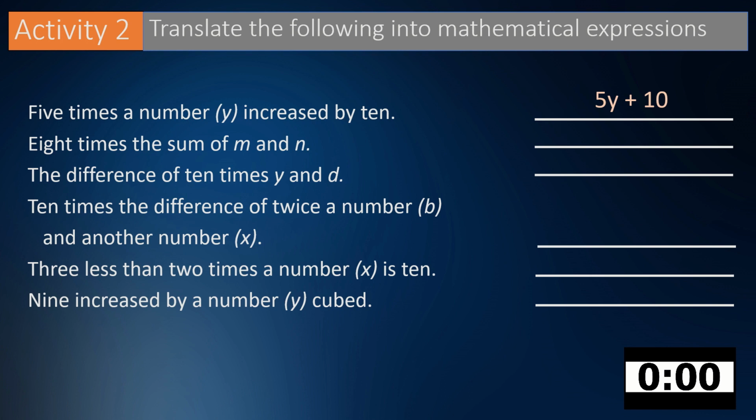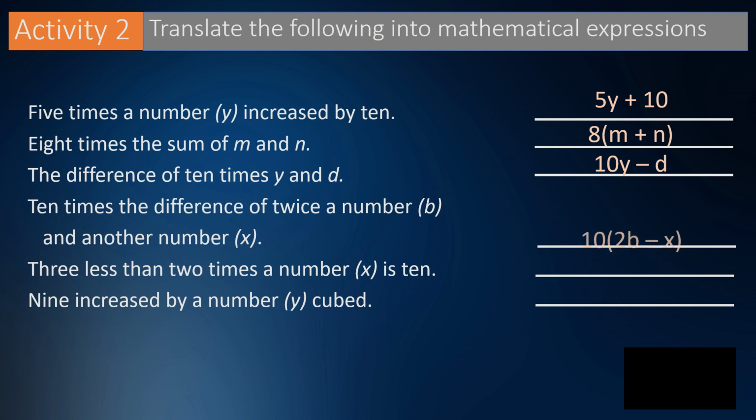Alright, time's up. In number 2, we have 8 times the sum of m and n. The answer is 8 times the quantity m plus n. Number 3, the difference of 10 times y and d, that is simply 10y minus d. Next, we have number 4, 10 times the difference of twice a number b and another number x, that is simply 10 times the quantity 2b minus x.